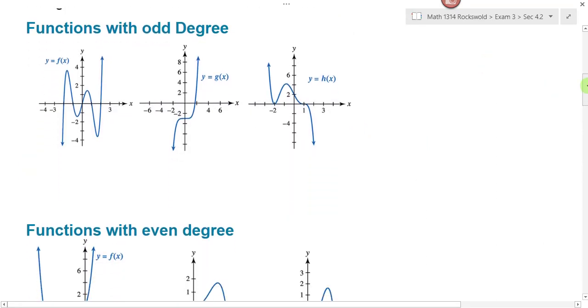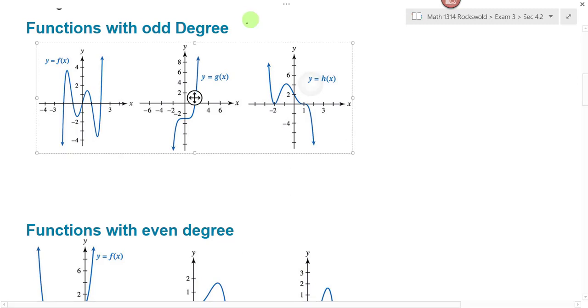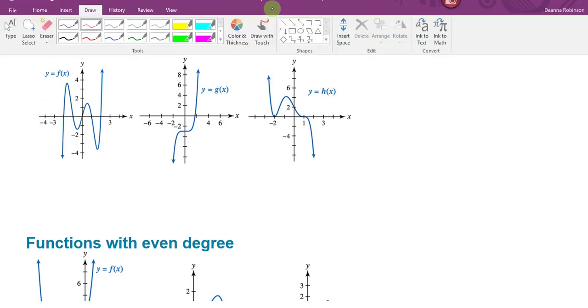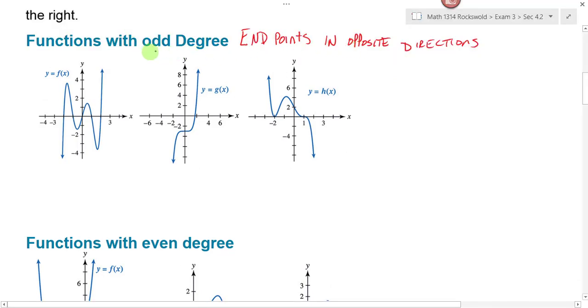If your polynomial has an odd degree, odd meaning 1, 3, 5, 7, 9, what that means is that your ends are going to point in opposite directions. The end behavior will be such that the ends point in opposite directions. Let the alliteration help you out here. Odd degree, opposite directions. You see how this one's pointing down and this one's pointing up? This one's pointing up, this one's pointing down.